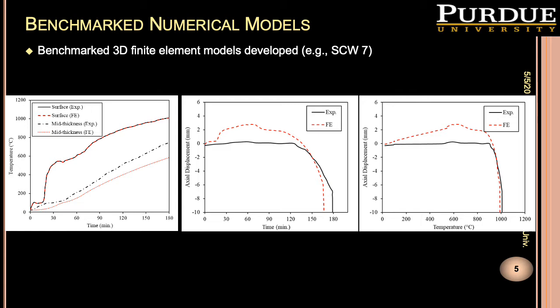Also, the comparison of the measured temperatures and axial displacements against time and the surface temperature for CW7 are shown in this slide. The finite element failure time is close to the experimental failure time. As shown in these two slides, there is a reasonable agreement between the measured axial displacements and the temperatures, and also with the obtained displacements from the developed finite element models.